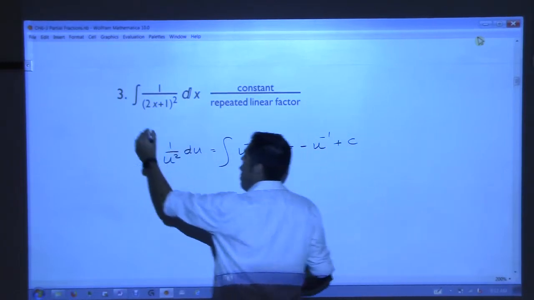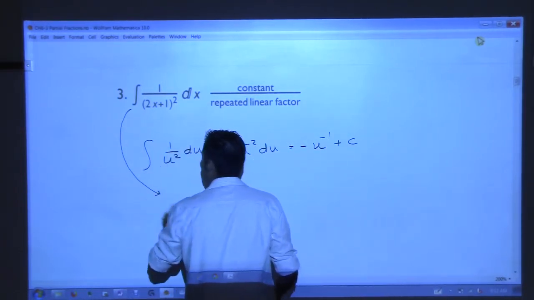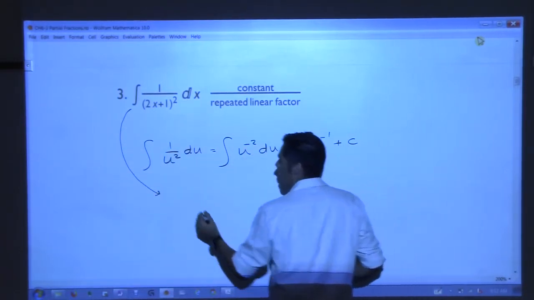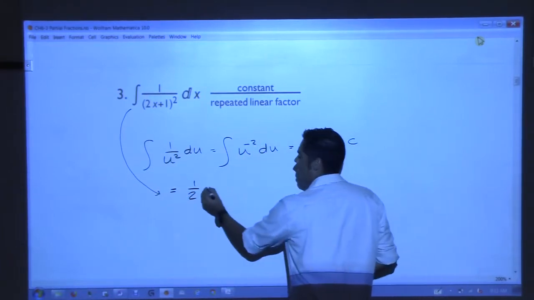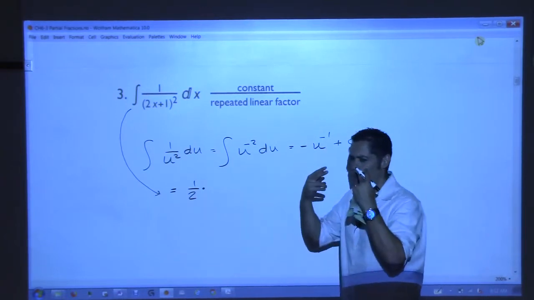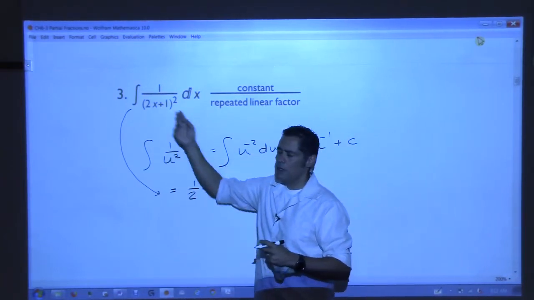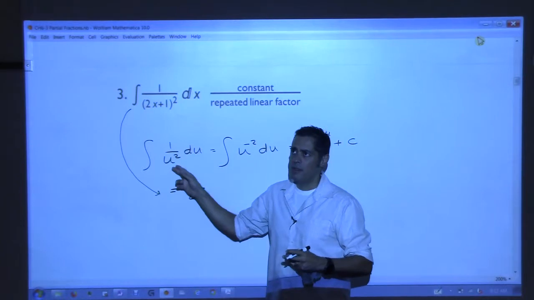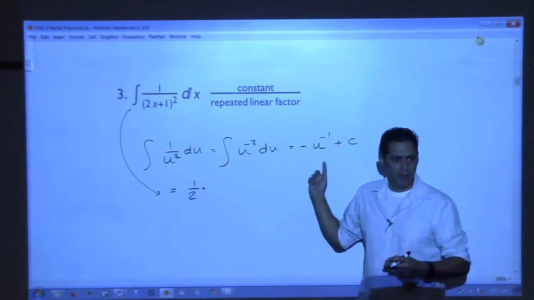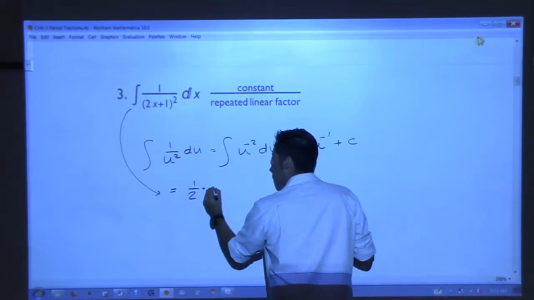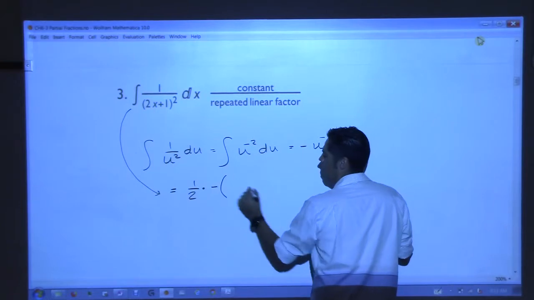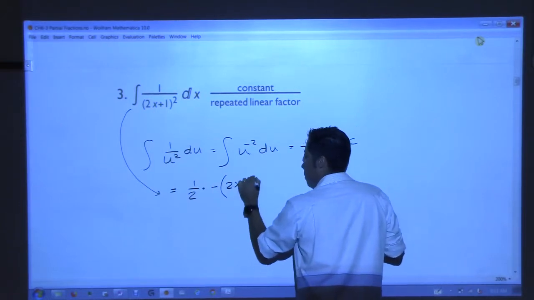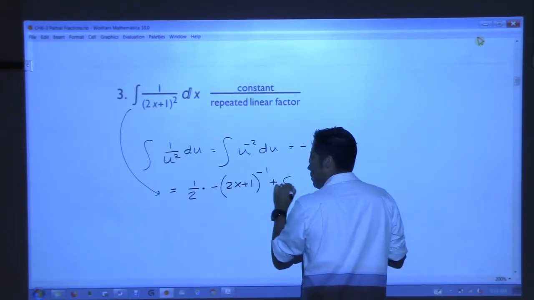Okay, so let's try and do this without writing down any substitutions. We know automatically this is going to be 1/2, right? Then times, now we're thinking to ourselves, we've taken care of the 2. Now this is 1 over u squared. The antiderivative of that is negative u to the negative 1. So I'm going to write this down. How do I want to write this? Negative u, what's u? 2x plus 1 to the negative 1 plus c.